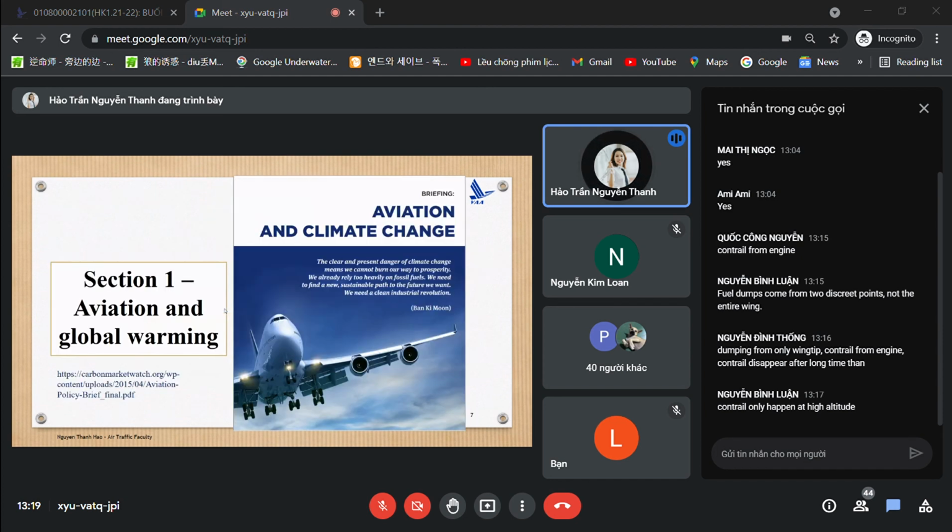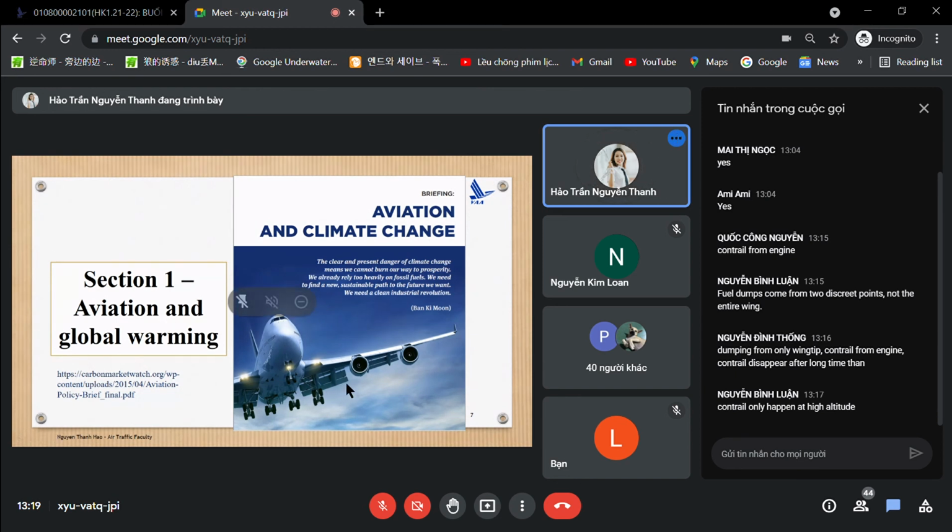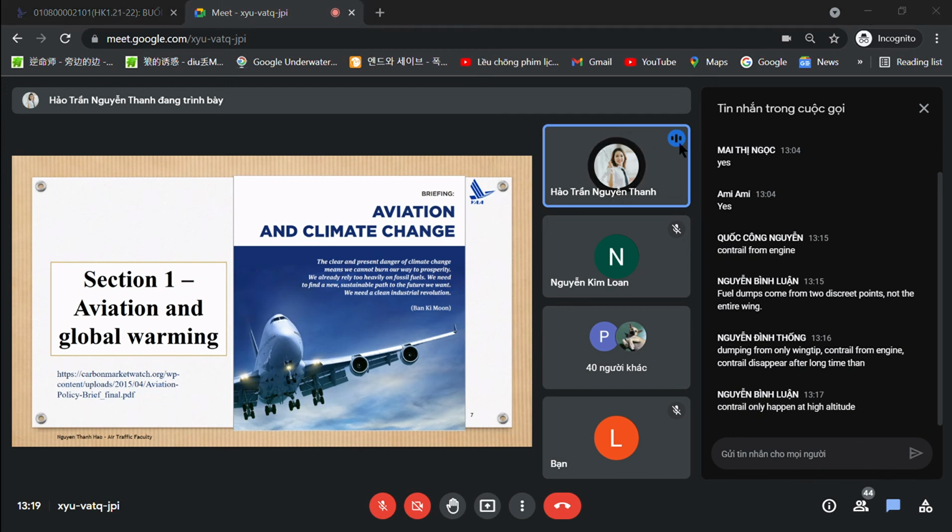Okay, about section one, aviation and global warming. It is about aviation and climate change, and you can also find out and read more in the briefing of Ban Ki-moon at this link.